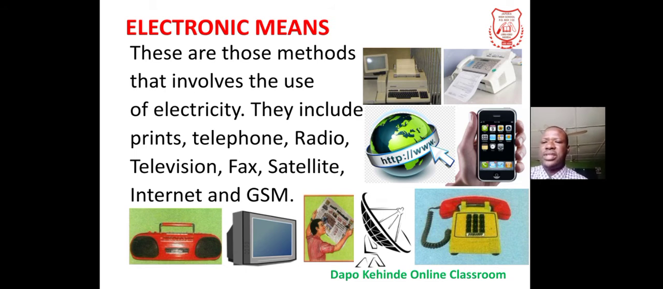So electronic means of transmitting information are those methods that use electricity to pass information from one person to another or from one place to another. In a nutshell, without any form of electricity, they cannot perform the function of transmitting information.